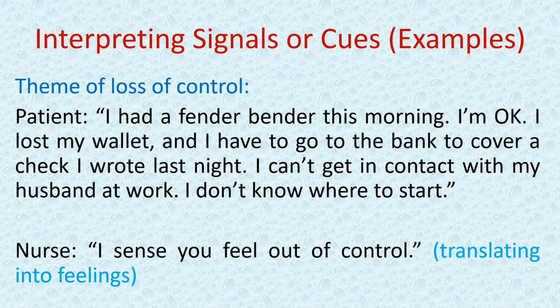Theme of loss of control. The patient may respond, "I had a fender bender this morning. I am okay. I lost my wallet and I have to go to the bank to cover a check. I wrote that last night. I can't get in contact with my husband at work. I don't know where to..." So these are somewhat circumstantial. In this one paragraph, many events have been discussed. So one can respond, "I sense you feel out of control." So translating the situation into the feeling that you are feeling out of control.